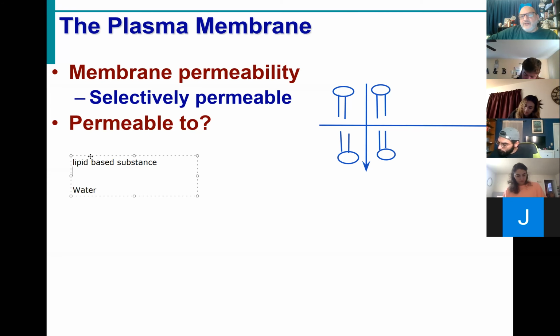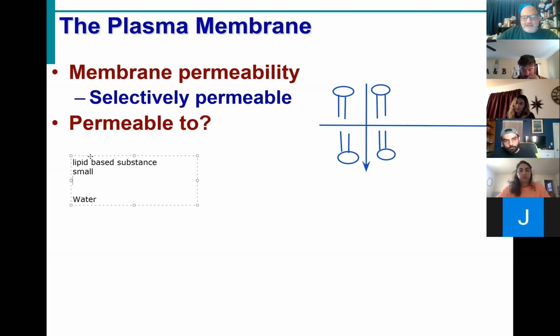If I have a lipid-based molecule the size of an 18-wheeler, is it going to easily pass through the plasma membrane? No. It's got to be small. Got to be small things, right? And what's so special about lipid-based materials that allow them to pass through? They're non-polar, or hydrophobic.